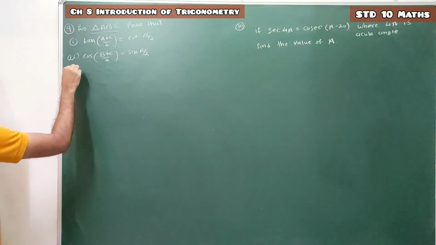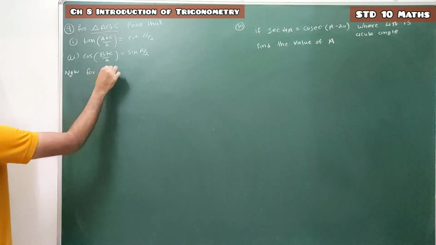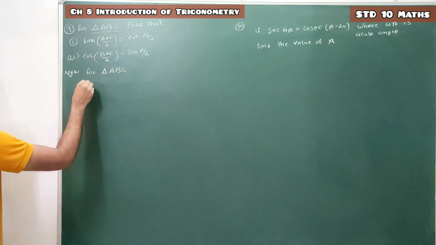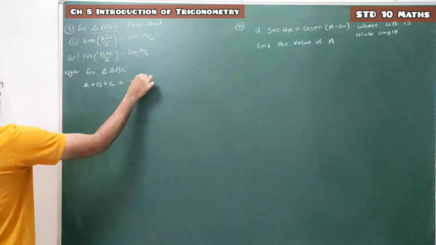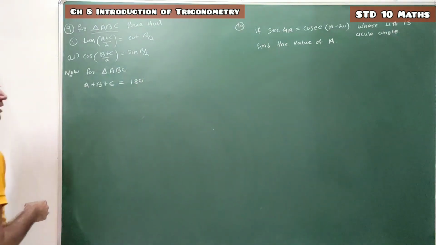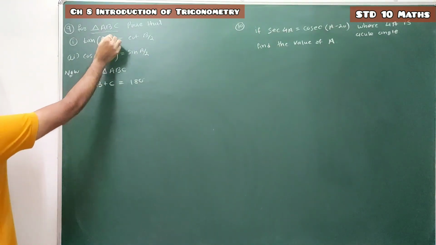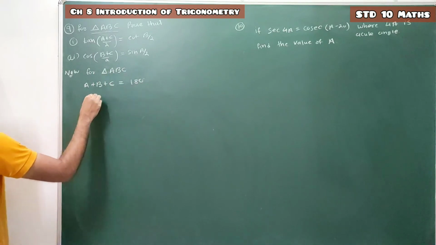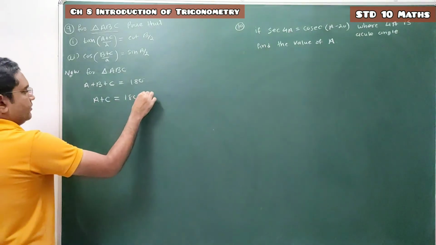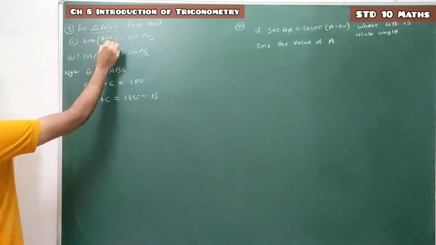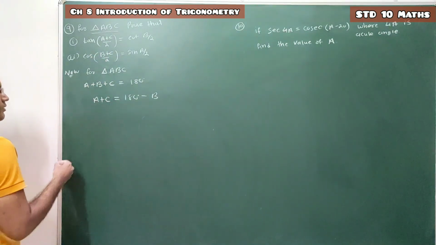So now we know the angle sum property of a triangle. For triangle ABC, we know that A plus B plus C equal to 180 degree. The sum of the measures of all the angles of a triangle is 180 degree. Now we require A plus C, so taking B on the right hand side, it's A plus C equal to 180 degree minus B. Then we require A plus C by 2, so dividing on both sides by 2.